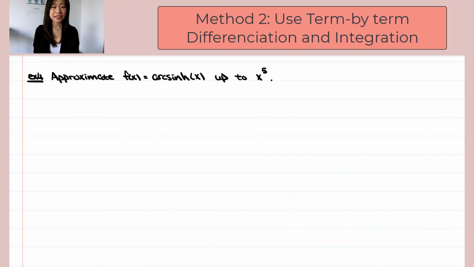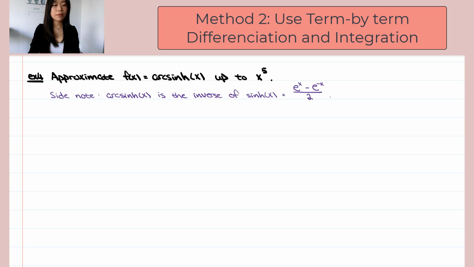Let's look at one last example for this lecture. Let's approximate the inverse of the hyperbolic sine function, and we are going to approximate up to x to the power of 5. Just a quick note, the hyperbolic sine function is defined as e to the power of x minus e to the power of negative x, divided by 2. And we know that the derivative of this inverse function equals 1 over the square root of 1 plus x squared. And I can rewrite this as 1 plus x squared, then to the power of negative half.